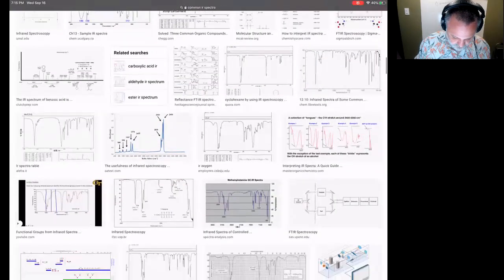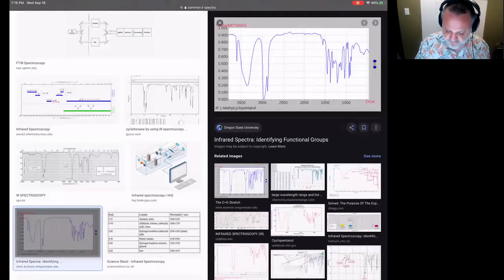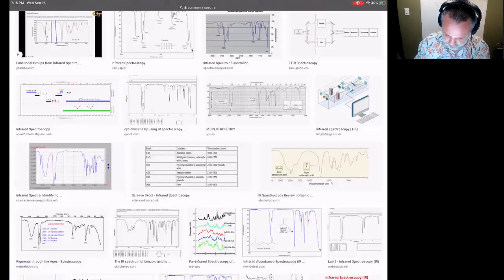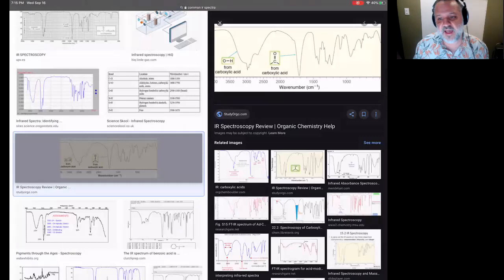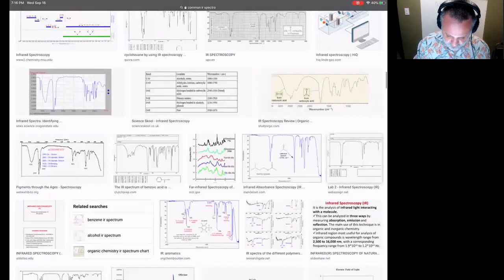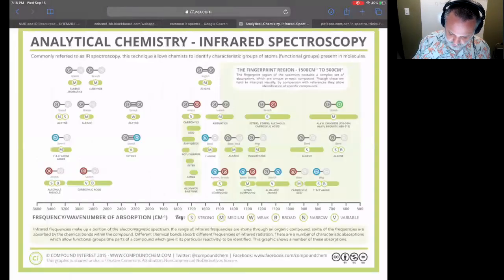Let's look at some other ones. I'm just going to pull this one up. Looks like there's an OH stretch there. Oh, look, here's one. Here's the broad carboxylic acid in combination with the C double bond O. So you get the OH and the C double bond O in the same structure, carboxylic acid. Let's see one more.